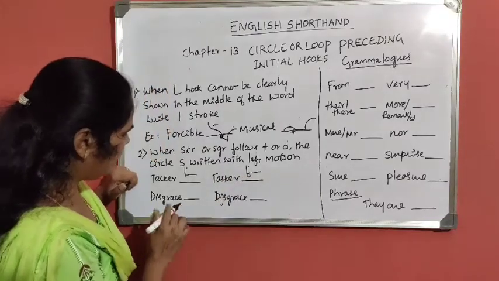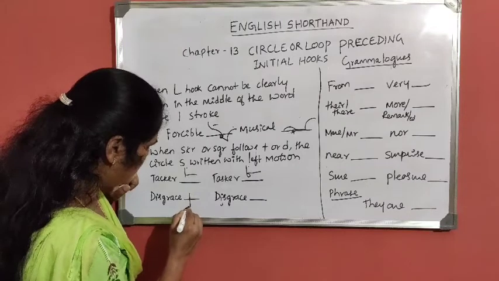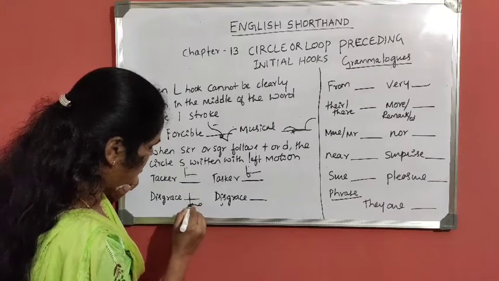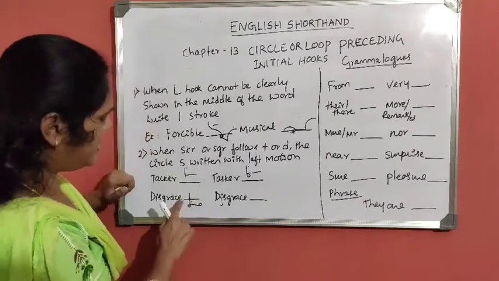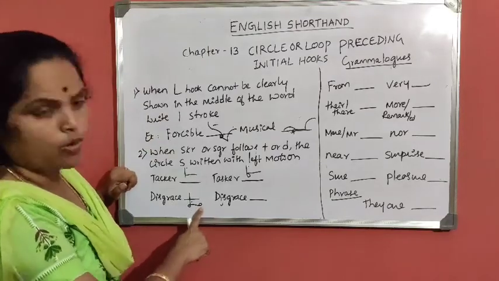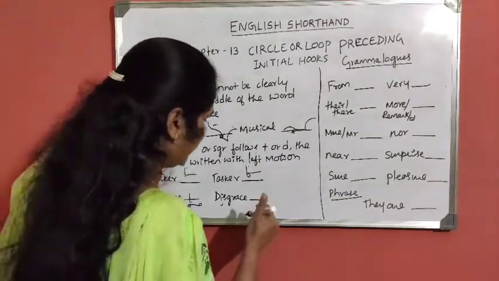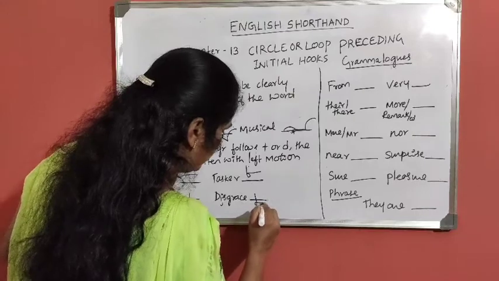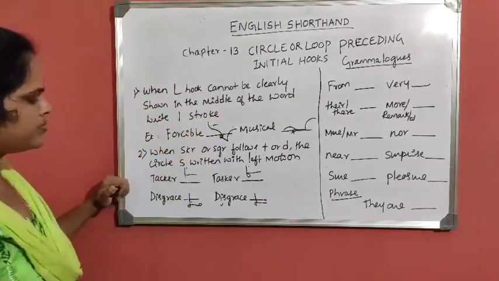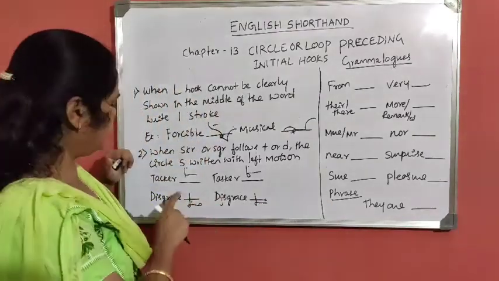Then disgrace, like this. D circle S, gur, one more circle S. Disagree, this is disagree. Hope it is clear now.